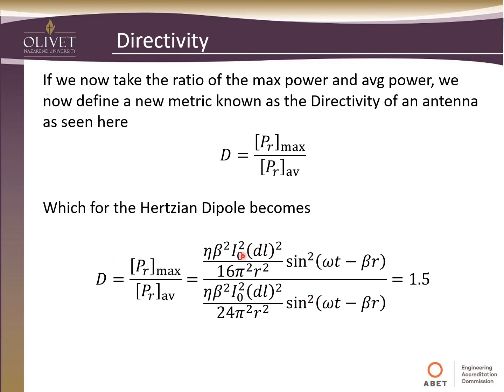So you can see a lot of things are going to divide out. Basically, we get 16 over 24, which is 1.5. So the directivity of a Hertzian dipole is 1.5.